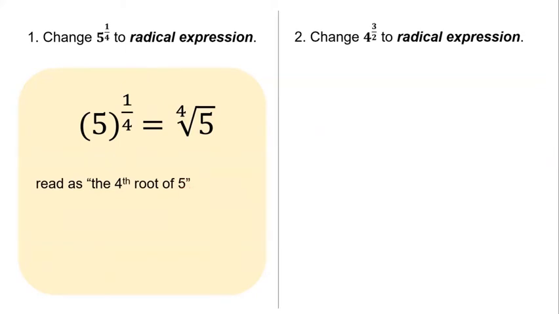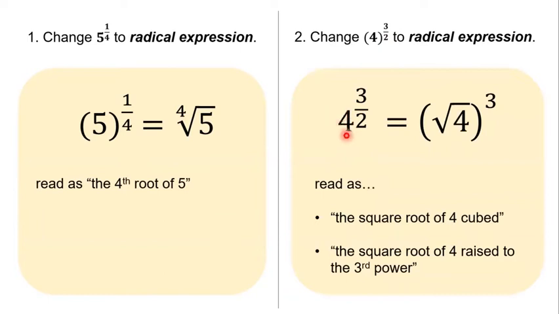Example 2. Change 4 raised to the power of 3 halves to a radical expression. Again, base na 4 dito sa radical. Numerator of the exponent is 3, kaya we have an exponent here. Denominator of the exponent is 2. Kaya dito sa index, understood na ito ay square root kahit na walang naka-indicate na number. Kaya naman, this is read as the square root of 4 cubed, or the square root of 4 raised to the third power.